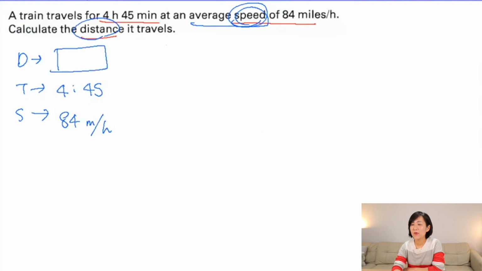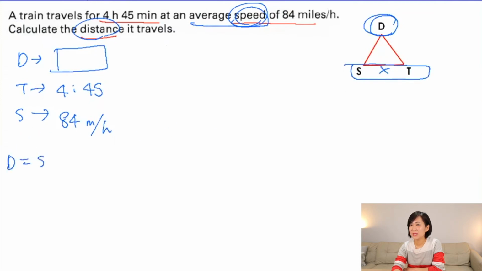Now, how can you find the distance? Remember our triangle: distance on top, and then you've got speed and time in the same row. That means you need to multiply. Distance is speed times time. So make sure you change your time into hours. So 4 and 45 out of 60. That is 4 and 3/4, right?